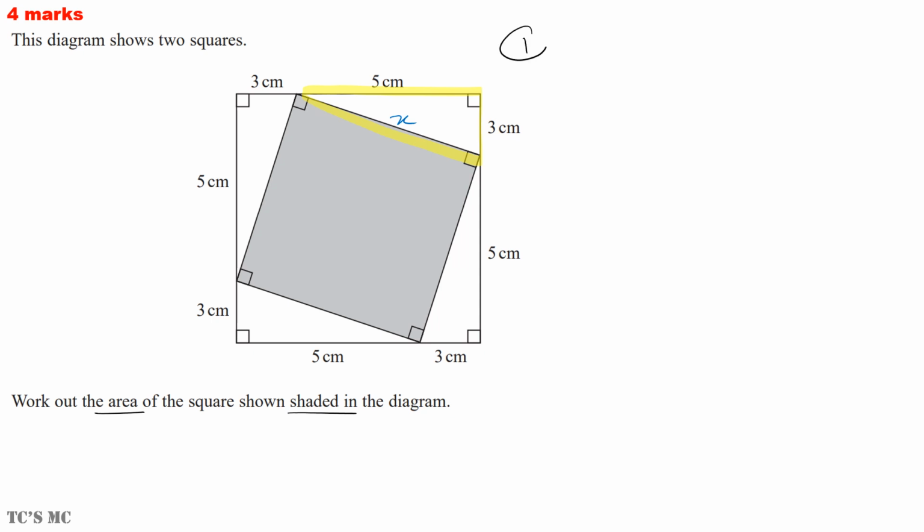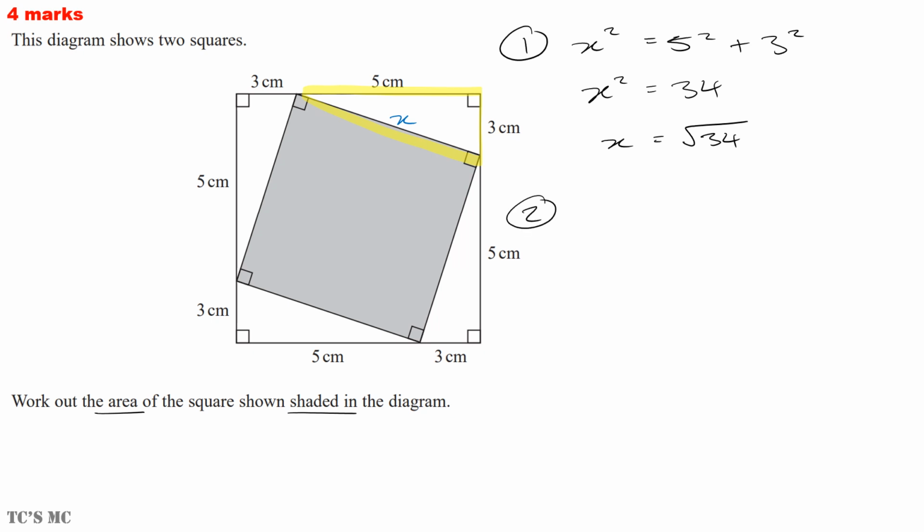So step 1, x squared is equal to 5 squared add 3 squared. And now we have 1 mark. That means x squared must equal 34. x is then the square root of 34. As this is not my final answer, I am going to leave it as square root 34. And now I have my second mark.